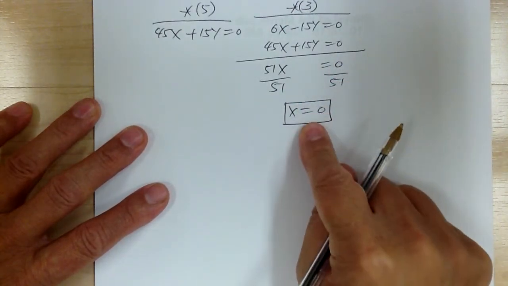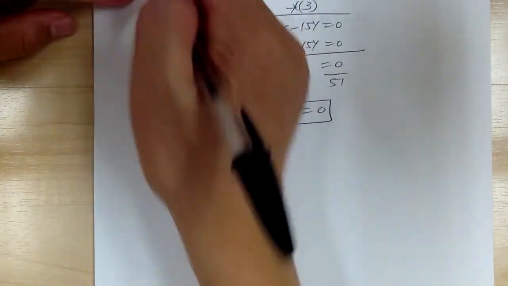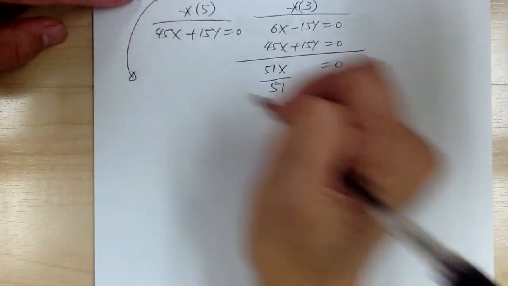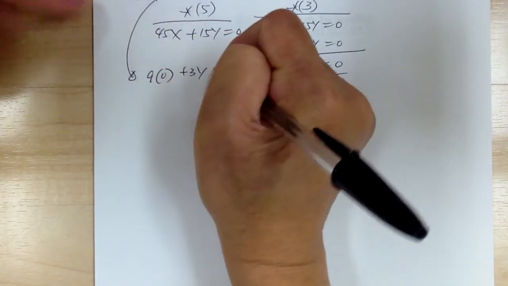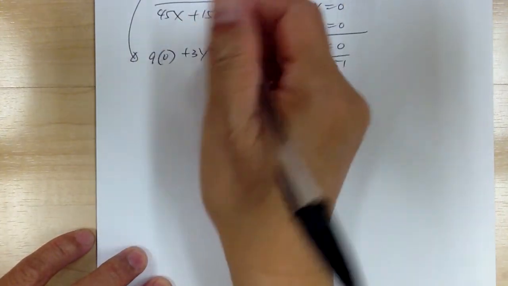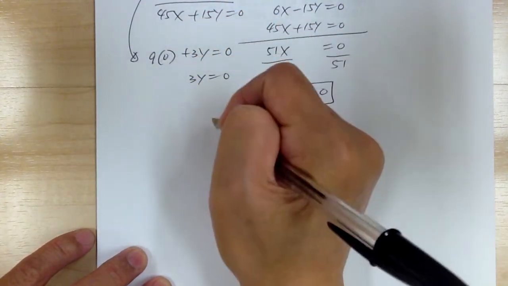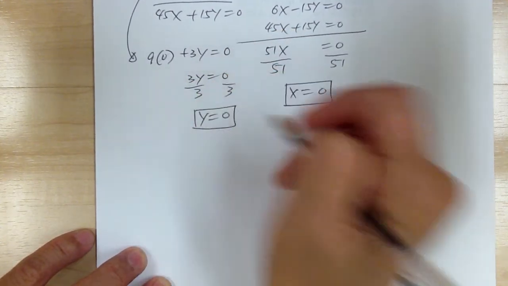So once I find x equal to 0, I can use any equation. Okay. And I'm going to use this equation over here. So I got 9 times 0 plus 3y equal to 0. And this is going to cancel out, right? So I got 3y equal to 0. Divide by 3, divide by 3. So y equal to 0.